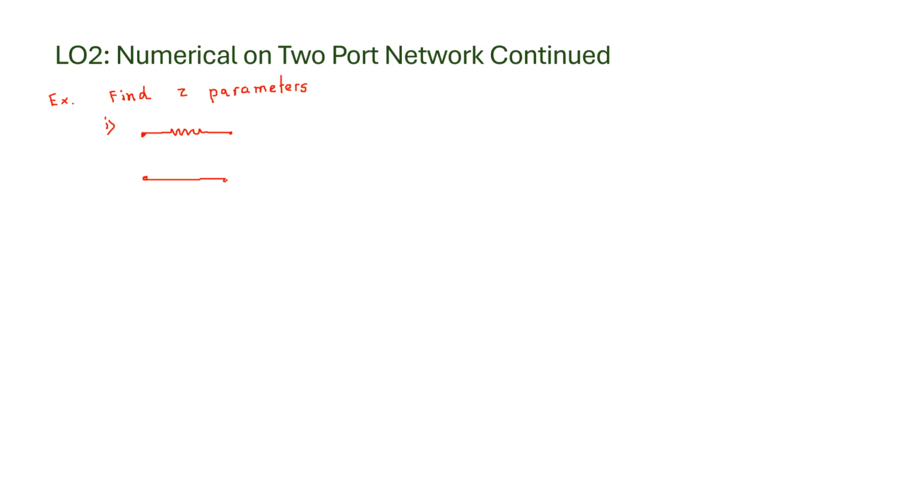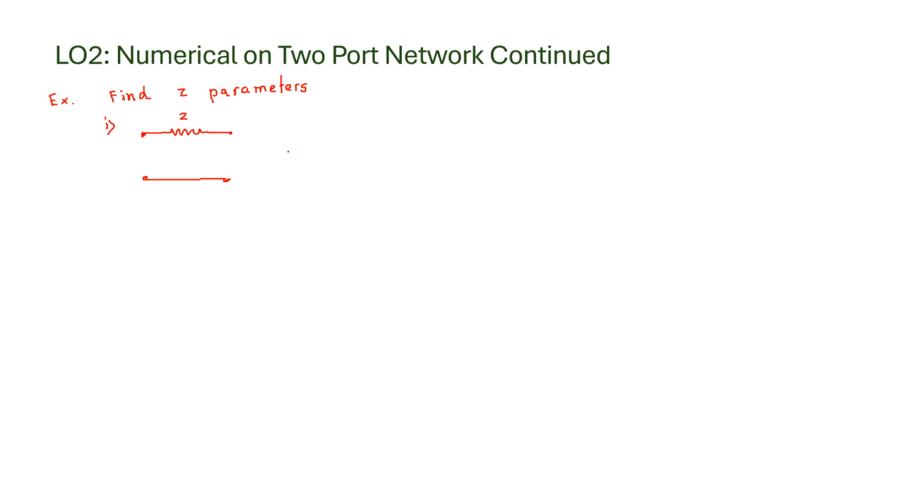Now this value is given as Z. We want to find out the Z parameters of this circuit. This is the equivalent circuit of a transmission line between two ports. Here the transmission line is modeled, assuming a short transmission line, simply by impedance. Line charging capacitance is not included.